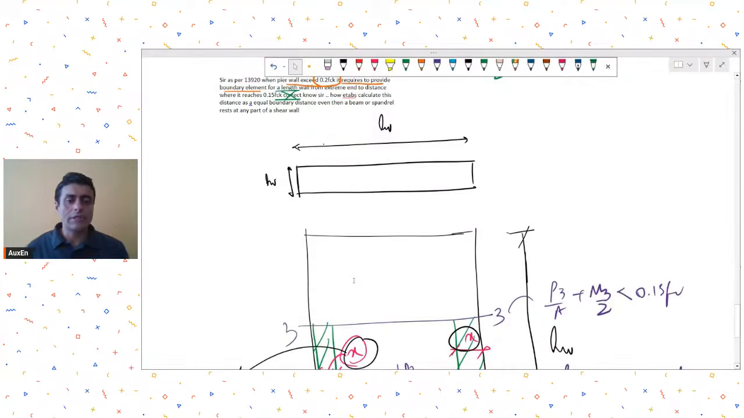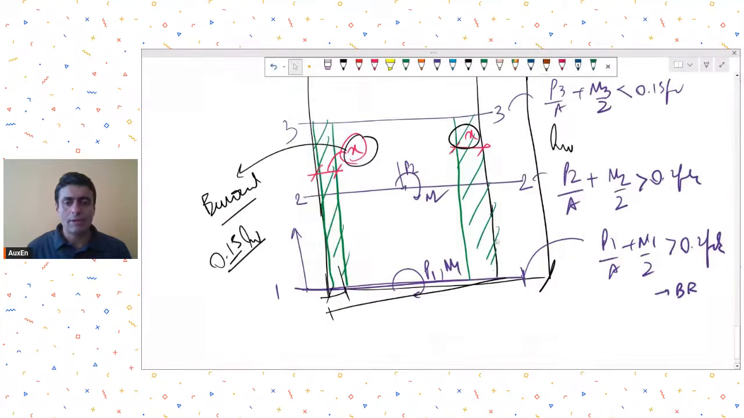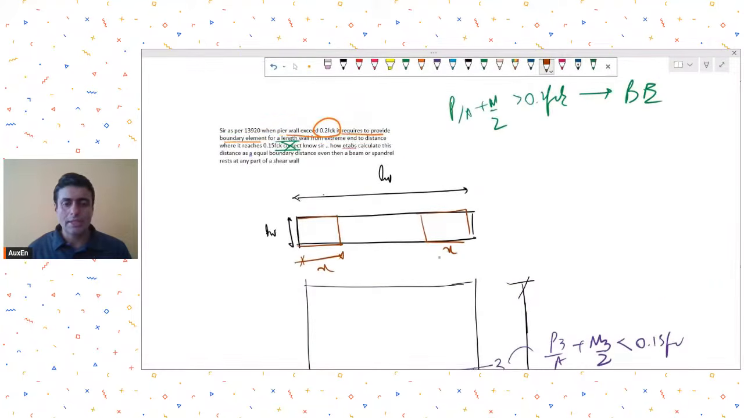But how do you work out this length basically? So this will be based on some trial and error procedure. Why trial and error? Because let's say you decide that this is your length of the boundary element. Okay, so at section 1 you required the boundary element because your stresses were more than 0.2 fck. So you decide that this shall be the length of the boundary element. Now this becomes the center to center length of the two boundary elements.